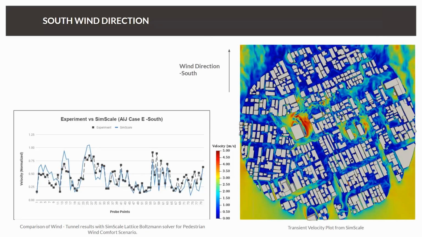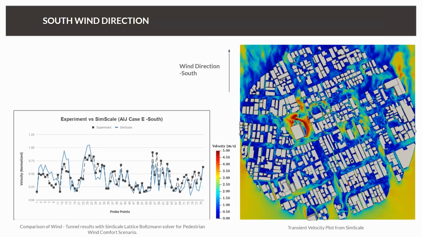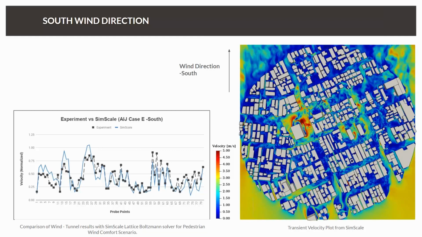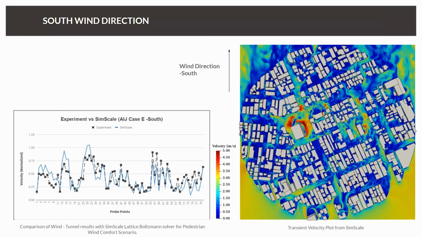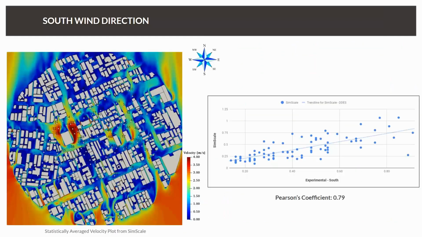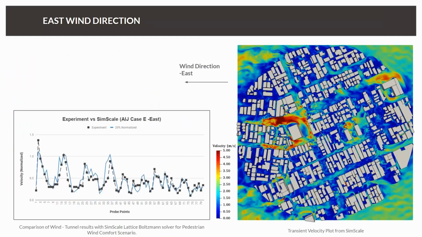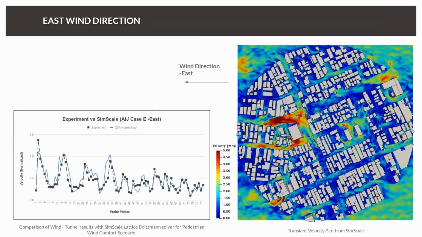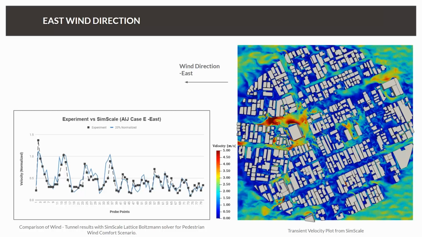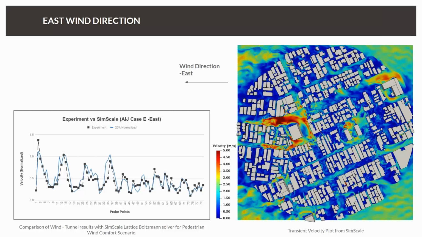And we see the same thing with the south direction. Once again, very close correlation, and same for the linear relation. This time 0.79 for the Pearson's coefficient. But more impressive is when we get to the east and west directions. What we actually see for the east and west directions is an incredibly close resemblance.